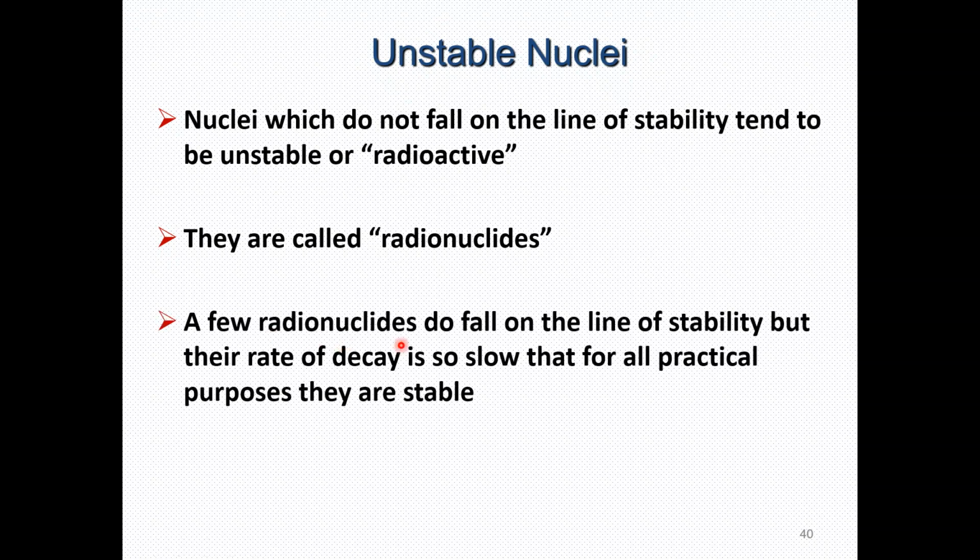A few radionuclides do not fall on the line of stability, but their rate of decay is so slow that for all practical purposes they are stable. We have some radionuclides that do not fall on the line of stability that I have already shown on the previous slide. But remember, the reason for that is that their rate of decay is so slow that for all practical purposes they are stable. Just because of their very slow decay rate, these radionuclides are treated as stable nuclei for all practical purposes.